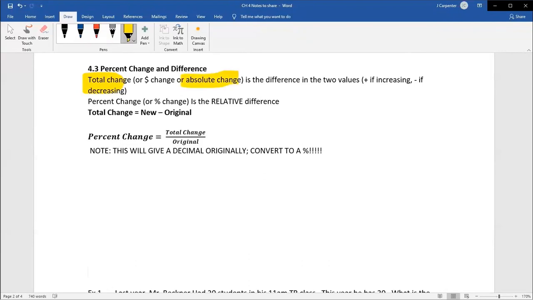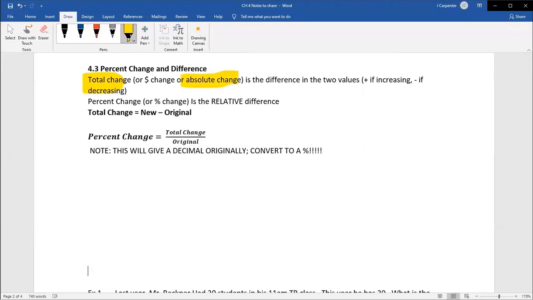So total change is the difference in the two values, and we mark this as positive if increasing or negative if decreasing. And yes, I know you don't usually write positive numbers with a plus, but quite often we will want to, just to make sure we know it's increasing. In your homework, they may ask you periodically to do that, so make sure you follow the instructions. When we do guided activities together, or as a discussion board, I would also ask you to write those pluses, again, just for emphasis.